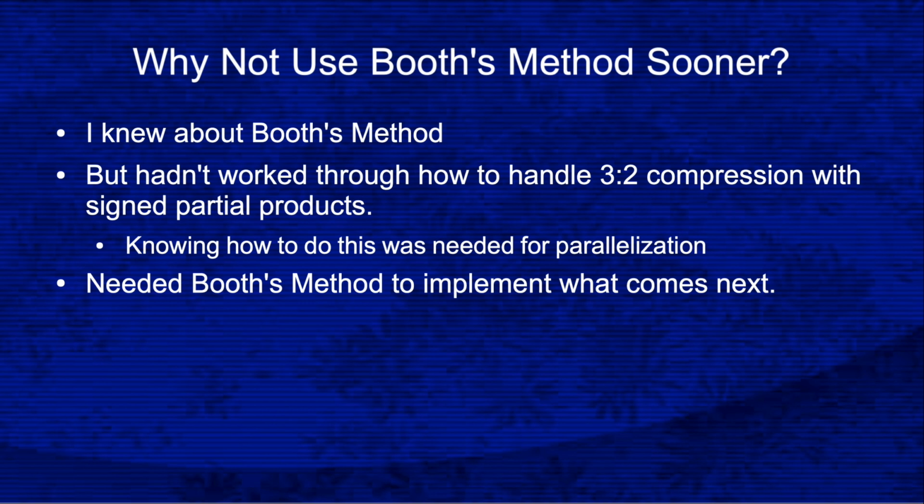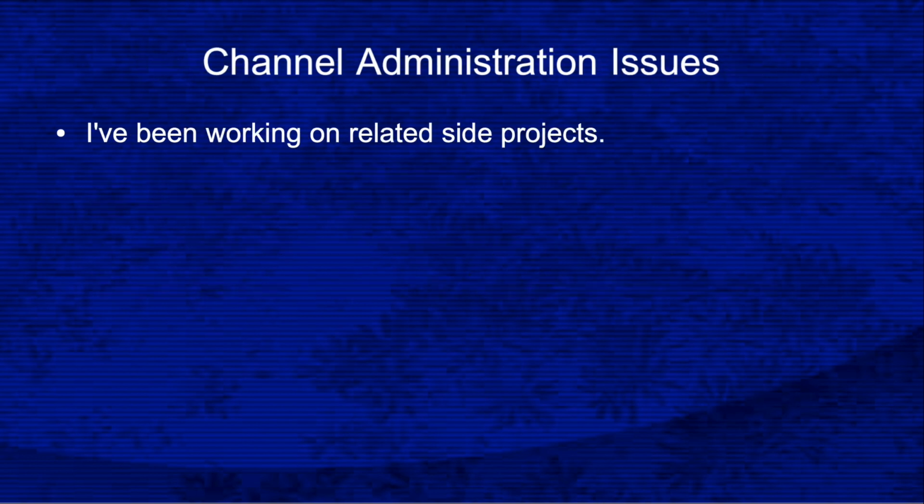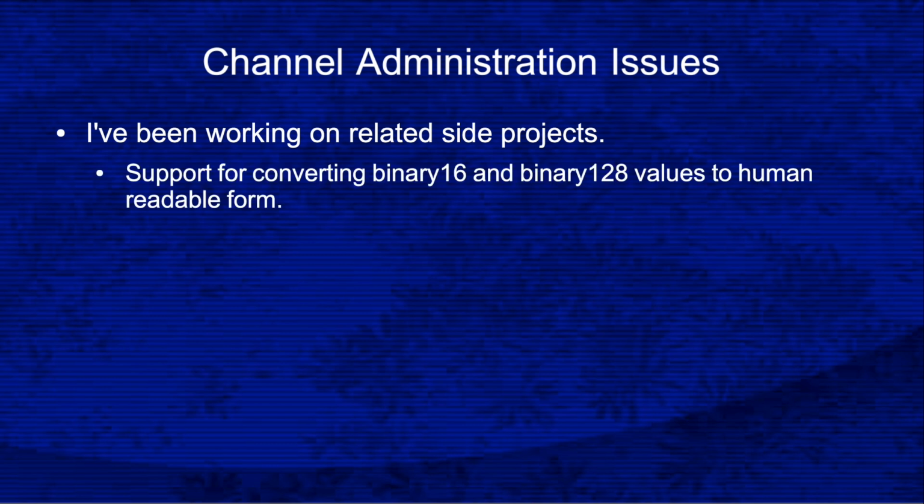It's time now to talk a bit about how I proceed from here. One of the reasons for the delay in producing this video is that I've been working on issues related to, but not central to, implementing floating point circuits. For example, if I want to display binary 32 and binary 64 values in a human-readable form, this is easy. Most modern computers support 32 and 64-bit floating-point numbers, and I can use C or C++ print facilities to do the conversion to text for me. Most machines don't have similar support for binary 16 or binary 128 values.